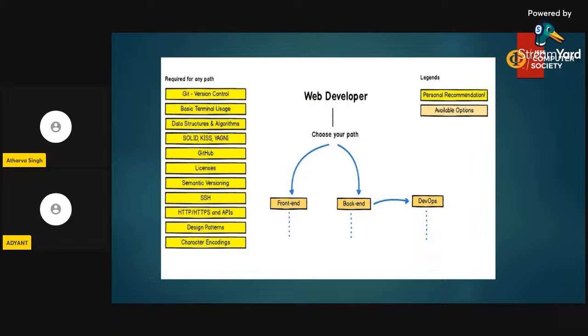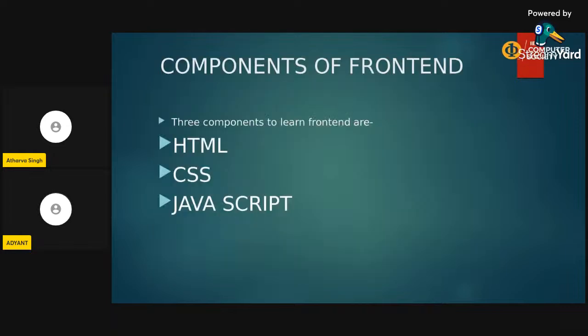As a web developer, there are two paths which I have shown you: one is front end and one is back end. Once a person is good in back end and has sufficient knowledge, they can proceed further to DevOps also. I will continue on the front end part, which I was telling you about, HTML.